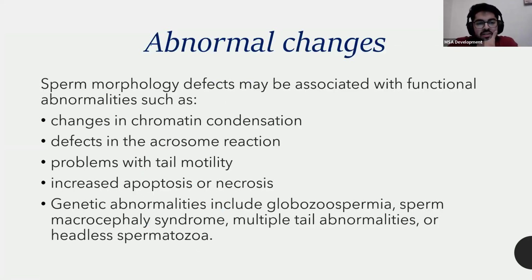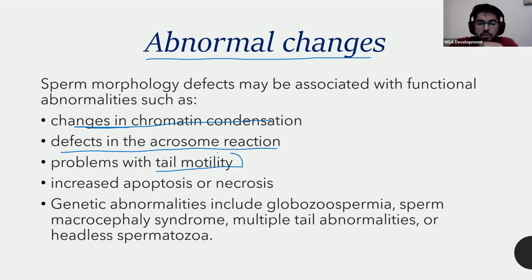Now we have some abnormal changes that sperms can have, like changes in chromatin condensation, defects in acrosome reaction, problems in tail motility. Obviously, this is going to cause problems with motion and movement. Increased apoptosis or necrosis. This basically means increased sperm death. Okay, and some genetic abnormalities.